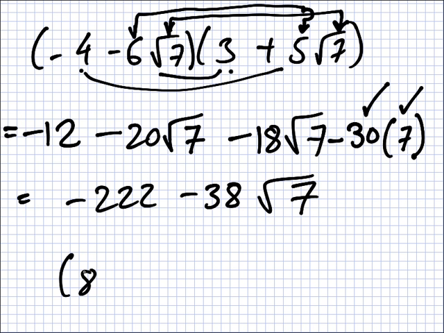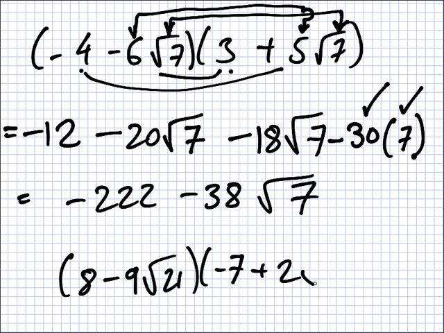I'll do it in a second. 8 minus 9 root 21, and then minus 7 plus 2 root 21.